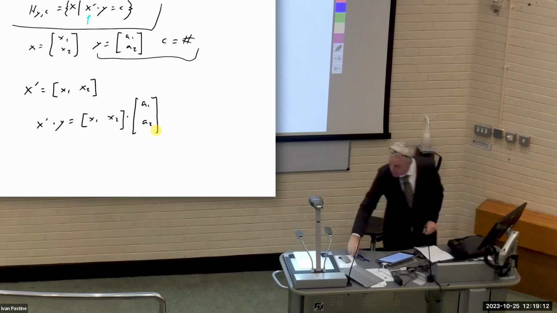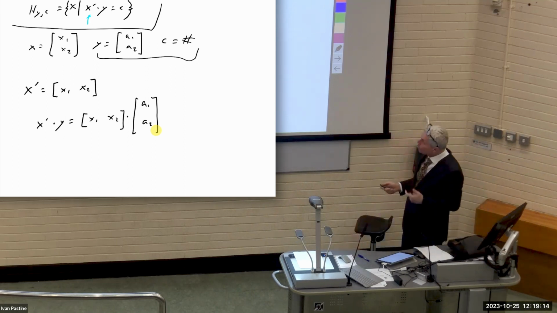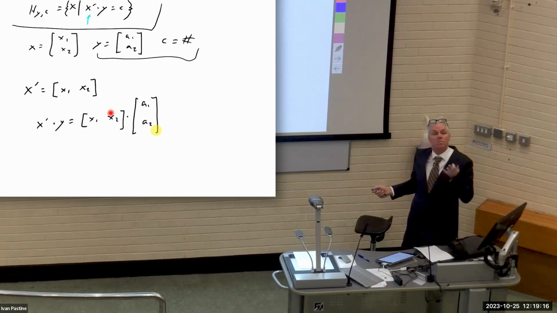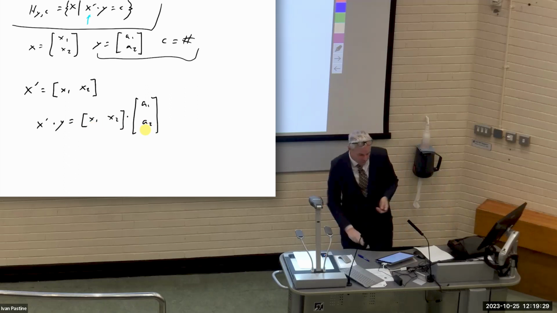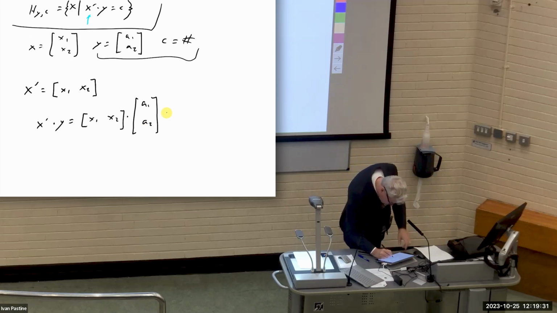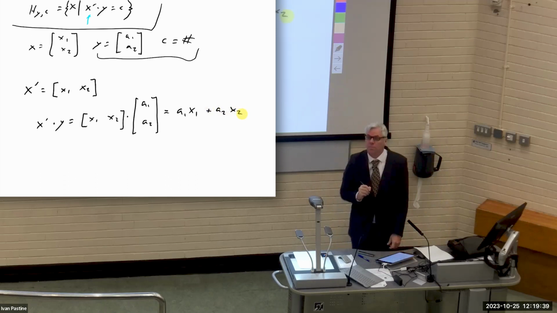Okay. So how we're going to do this, and this is just the convention, it's just notation. A multiplication, we're going to take this a times this x, the first a times the first x, plus the second a times the second x. So this thing is going to be equal to a1 x1 plus a2 x2. Okay.